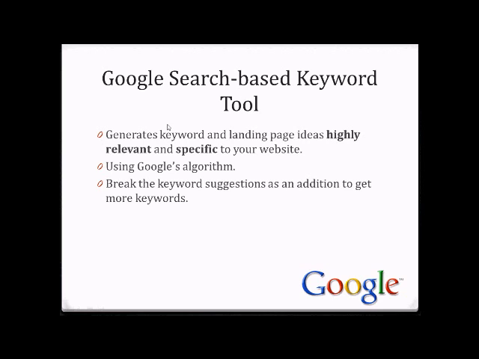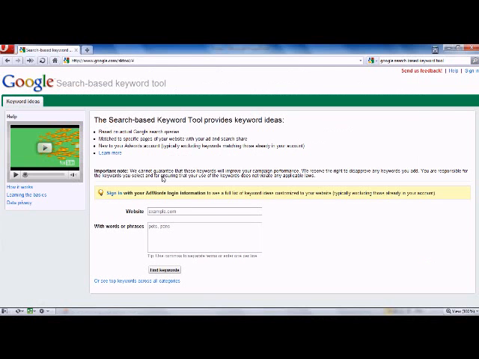Number 3. Google search-based keyword tool. This generates highly relevant and specific keywords by using Google's search algorithm. Let's see what geocoder has in this.